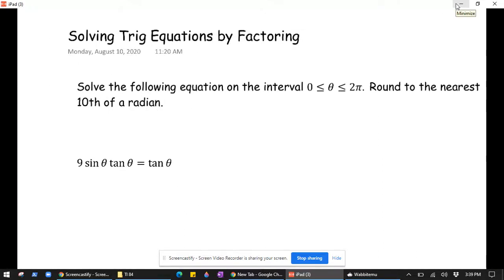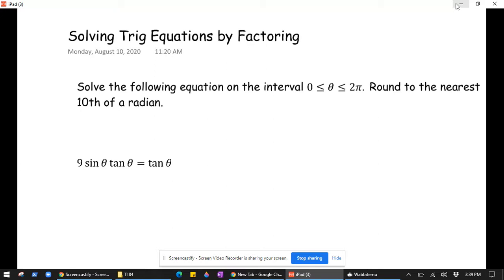All right, in this video, we're going to look at solving trig equations by factoring. And what I mean by that is factor out a greatest common factor. We're going to deal with equations on the interval 0 to 2 pi. We're going to round to the nearest tenth of a radian. All right, so let's start with this one here.